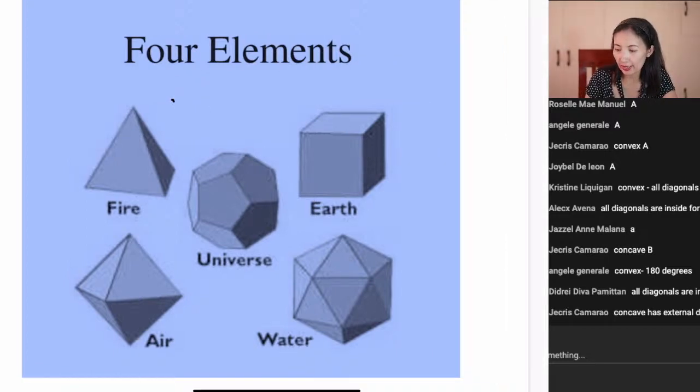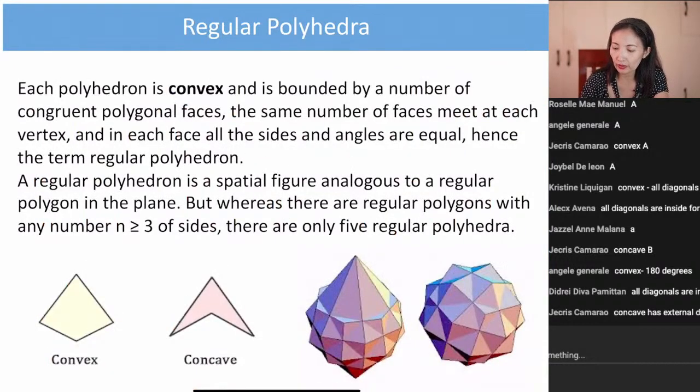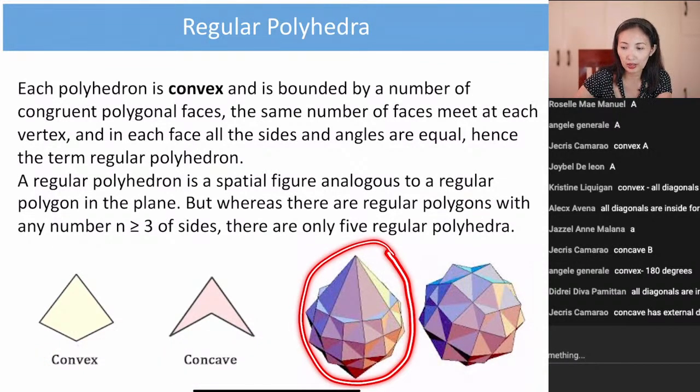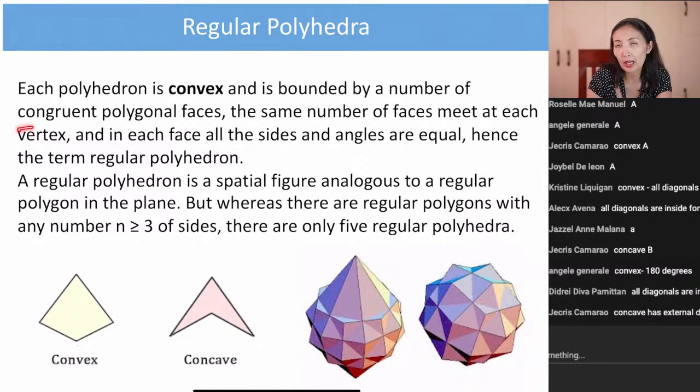Now we proceed to the next. So we're done with convex and concave. Now, this is an example of a polyhedron. However, it is not regular. Remember our definition of a regular polyhedra? Bounded by congruent polygonal faces. Obviously, these faces here are not congruent to this. So, this is not a regular polyhedron. It's simply a polyhedron.